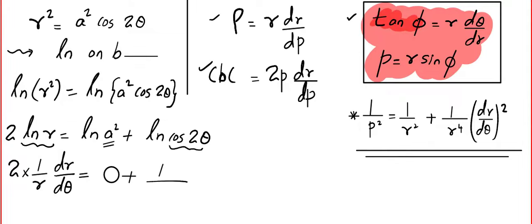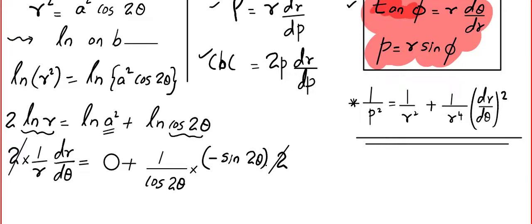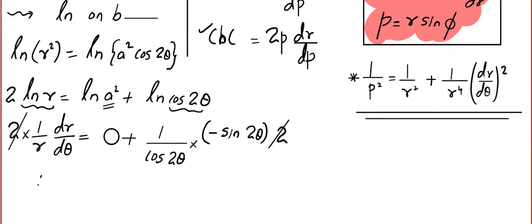Now log something, the derivative is 1 by the same thing. Cos 2 theta, the derivative is minus sin 2 theta multiplied by 2. So this 2 and 2 will get cancelled, and voila, we get 1 by r dr by d theta is equal to minus sin by cos, which is tan 2 theta.